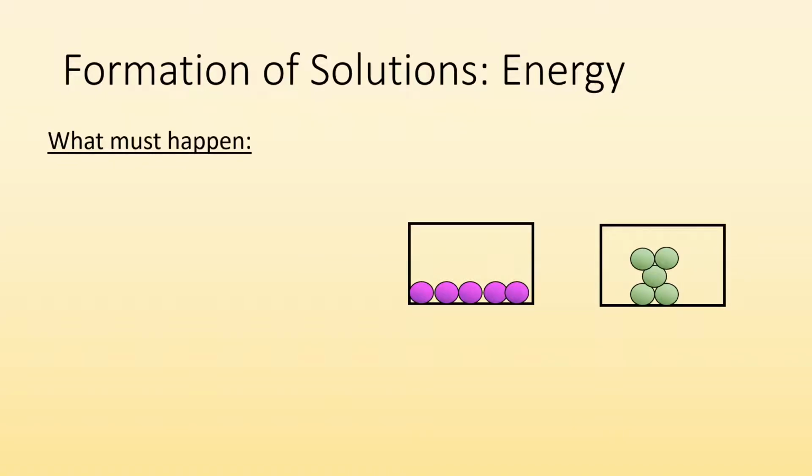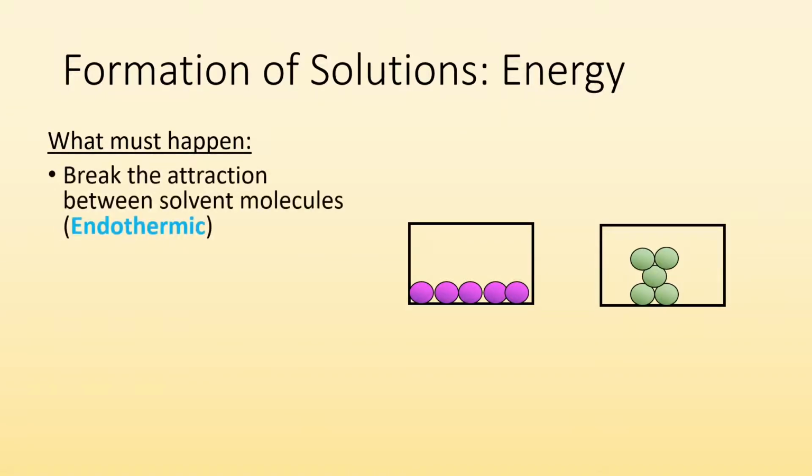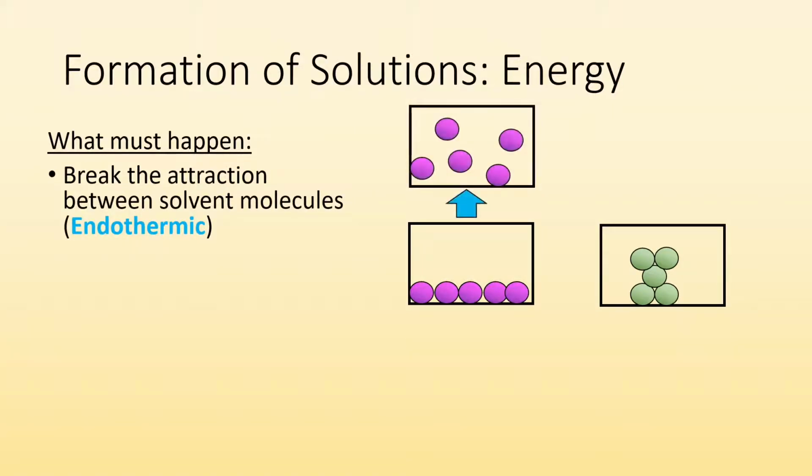In order for things to dissolve, what must happen? Well, first, we need to break the attraction between the solvent molecules because we need them to interact with the solute. So that whole process is going to be endothermic. Those solvent particles are attracted to each other. We got to separate them. That's going to take some energy.